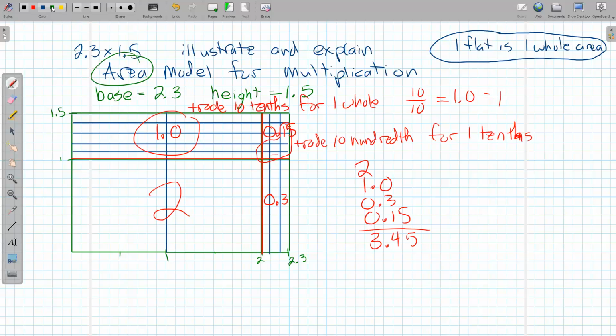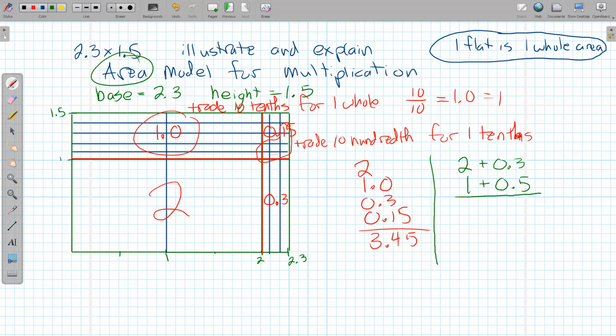Other ways to view this, I'm going to show an expanded, so this is kind of an expanded multiplication. I'm just going to show that in a couple of different ways. One way, and you'll see this in kids' textbooks, is to write 2 and 3/10 like that, 1 and 5/10 like that. And then often they'll do the whole numbers first.